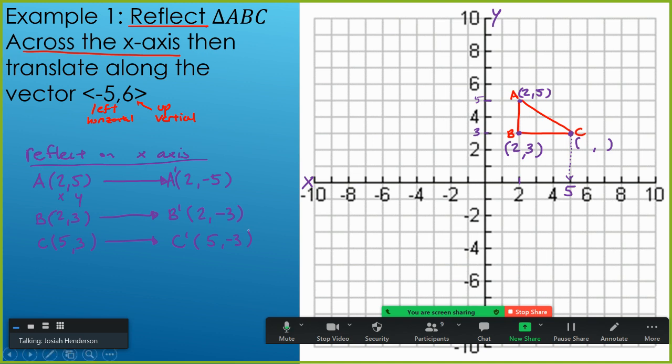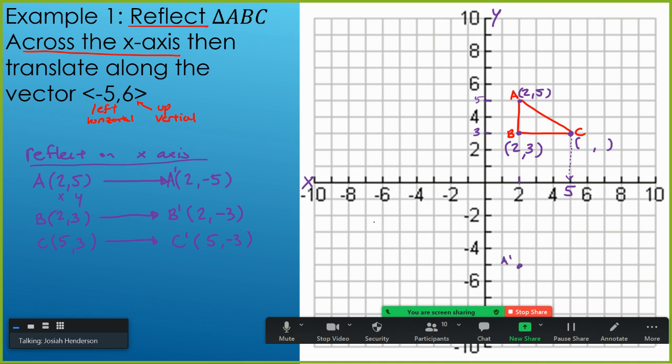So now we've done each point, A, B, C, and reflected it across the x-axis. Let's see where that would live on our picture. So for A prime, it's 2, -5. I'm looking at my list that I just made. 2 and then down 5.